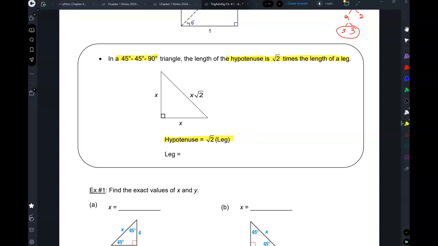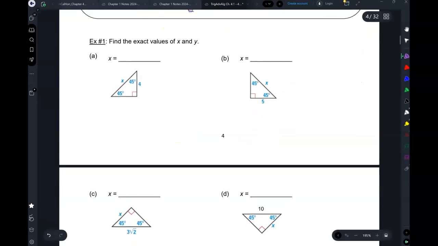So that means if I'm solving for the leg, what would it be? Not 1. So if I solve this highlighted equation for the leg, I would have to divide both sides by root 2, right? So it would be the hypotenuse over root 2. Okay? All right, why don't we do some examples here?